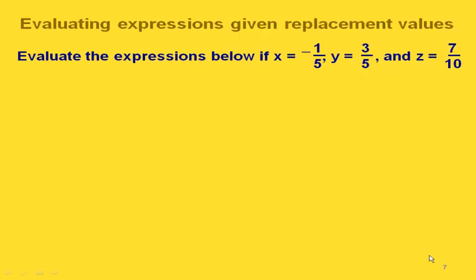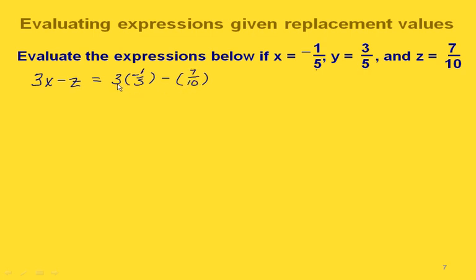Now we can also evaluate expressions with variables if we have replacement values. So let's take these three replacement values and look at some expressions that we could evaluate. The first one is 3x minus z. Now remember, to do this, we're putting in parentheses in place of our variables. For this first parentheses, we're replacing x with negative 1/5. For the second one, we're replacing z with 7/10.